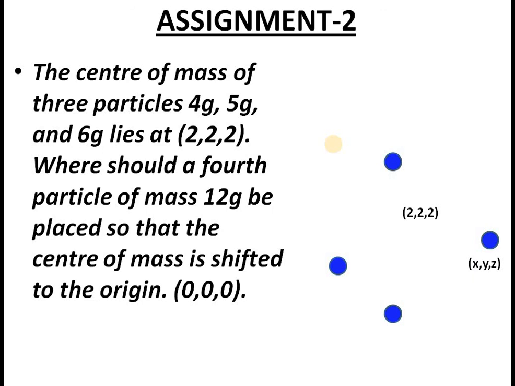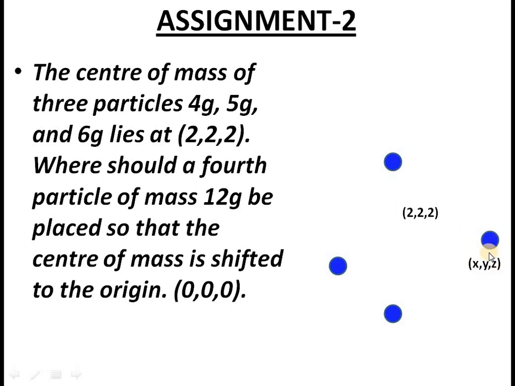As a result, the system changes and the center of mass point is shifted to 0, 0, 0. For that, where should the particle be placed? That's the question. That means you have to find the coordinates of the 4th particle, you can say x4, y4, z4. Your question becomes: what is the value of x4, y4, z4? This is x1, y1, z1. This is x2, y2, z2. And this is x3, y3, z3. Yes, this is x4, y4, z4. You have to find this coordinate.